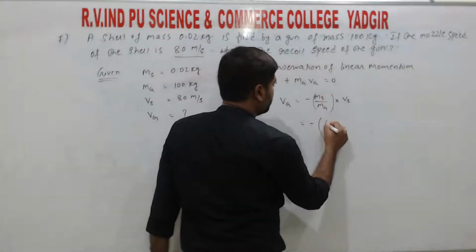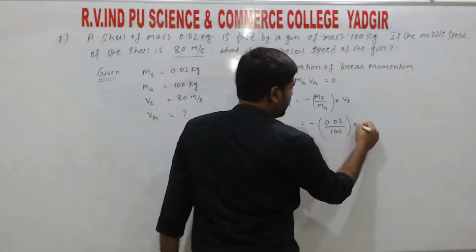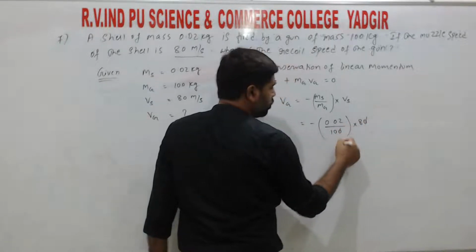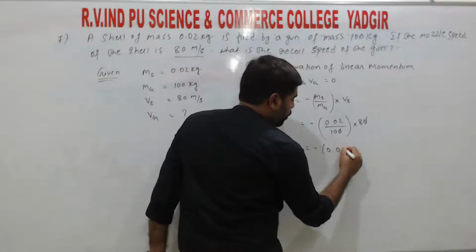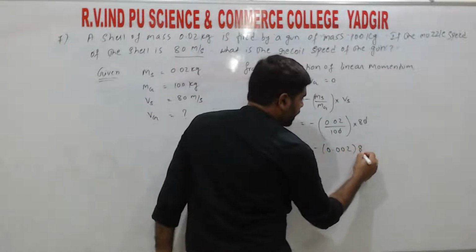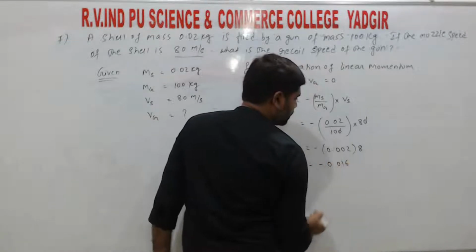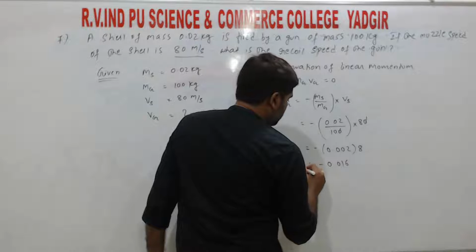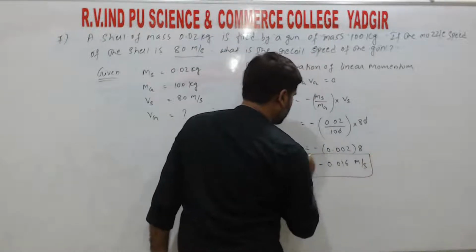So mass of the shell is 0.02 kg divided by 100 into 80. So 10 get cancelled. So this we can write minus of 0.002 into 8. So minus 0.016. So this is the speed of the gun, that is meter per second.